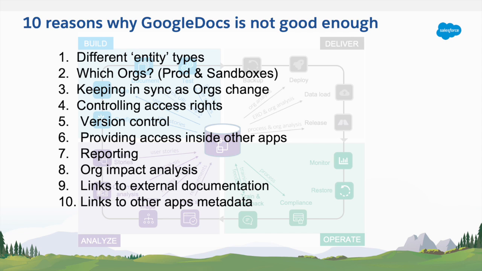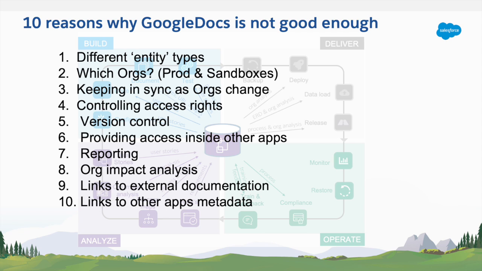Number 9 is linking back to external documentation. You may well have help documents. You may have process diagrams drawn in other applications. You may have specifications in Google Drive. You've got content in Jira, in Rally, whatever you're using for your user requirements. How do you tie all that together?